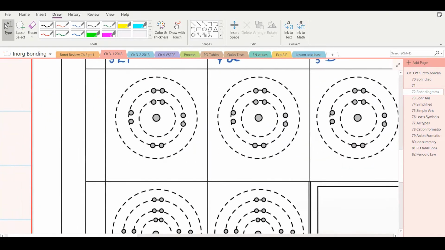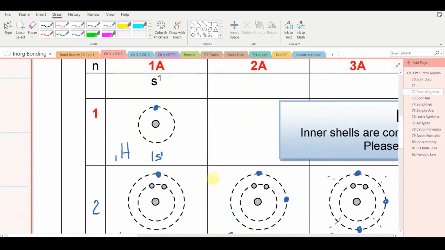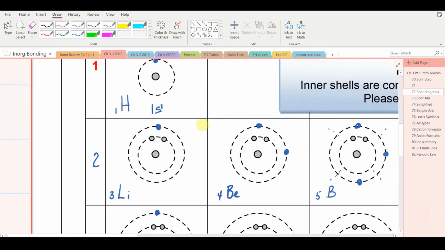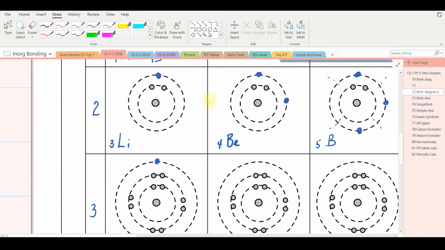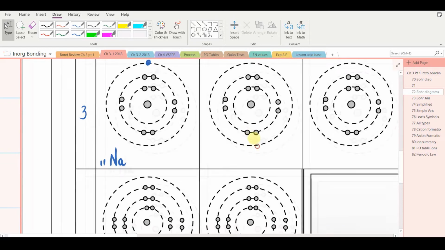Sodium has 11 electrons. This is in the third period. So 2 electrons in the first shell, 8 in the second shell, and we have the 11th electron in the third shell. Notice the valence shell of hydrogen has 1 electron, and lithium, and so does sodium, and so their chemistry is very much alike because of that.